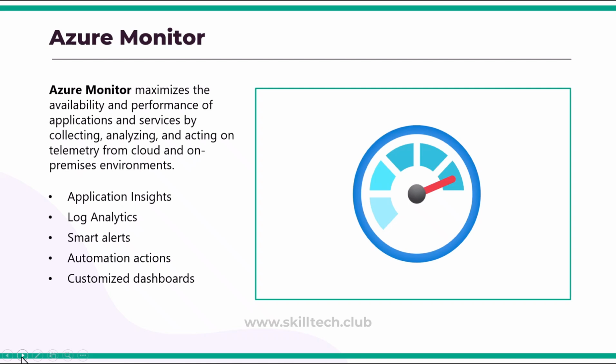All these configurations are always available in the monitoring utilities of every Azure resource, which are centrally connected with Azure Monitor, because this maximizes the availability and performance of your applications and services by collecting, analyzing, and acting on telemetry of your cloud and on-premises environments.